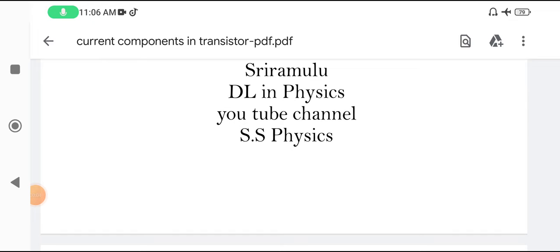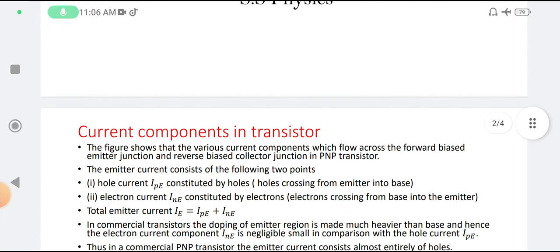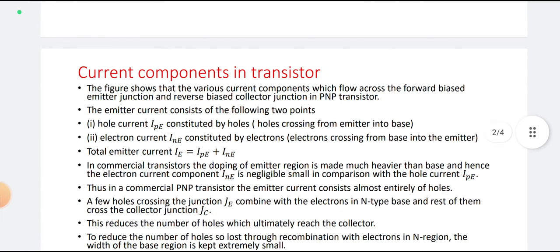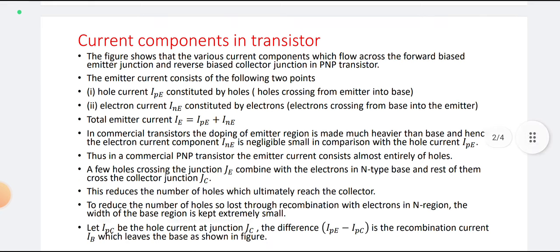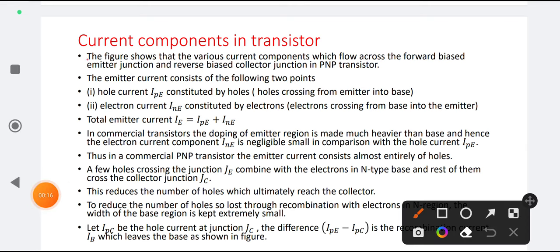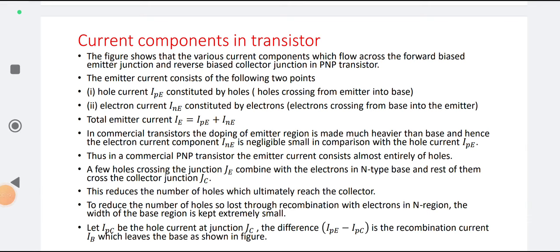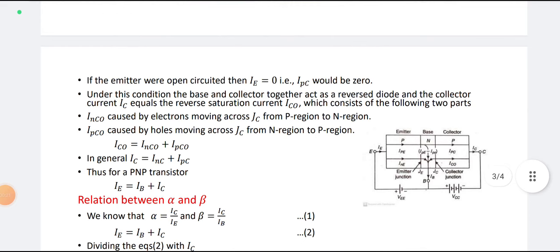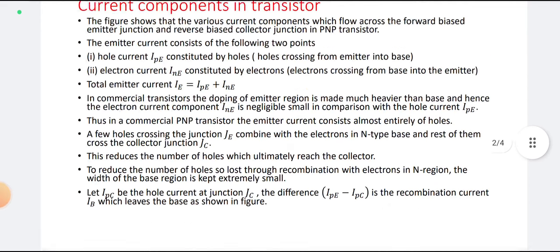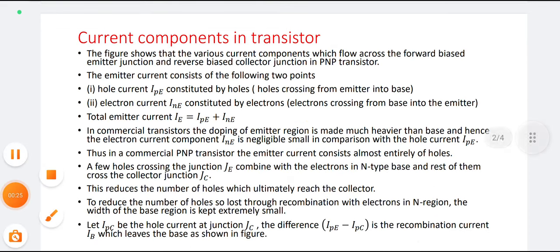So today's topic is current components in a transistor. What are the current components in a transistor? The side figure is given. Here a figure is given. First let me explain, later I will show you.